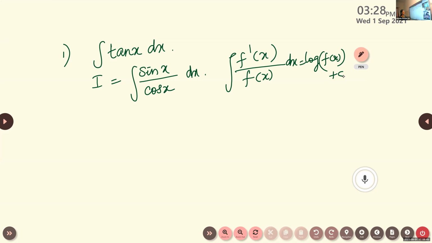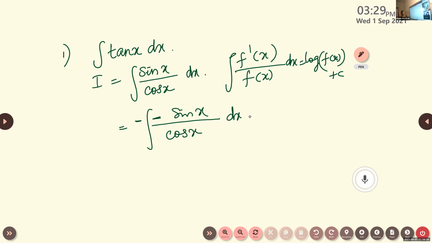Now look at this function. Is it in that form? What is the derivative of denominator? What is the derivative of cos x? Minus sin x. Here minus is not there. So what we can do? Minus means it is a constant, so we can multiply by minus and write like this. Negative of negative means it will become positive. So negative of negative sin x by cos x into dx.